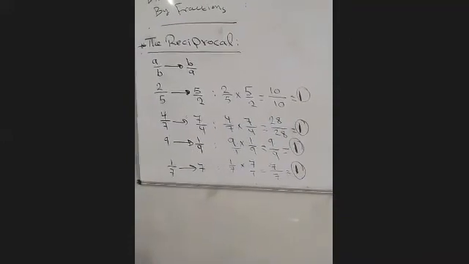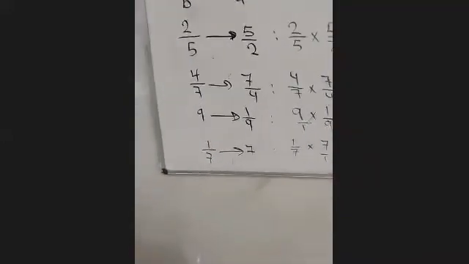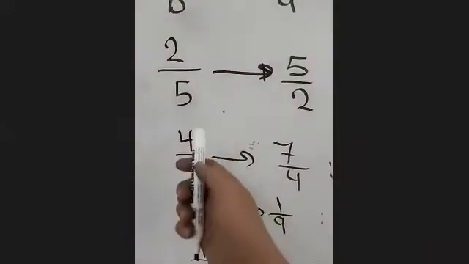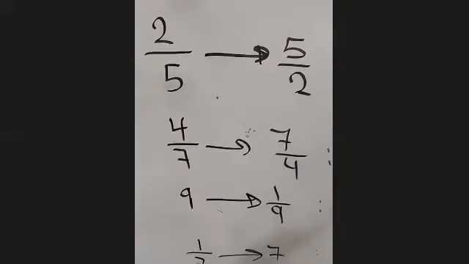Rayan Amjad. Yes, mister. Yalla Rayan. What's your question? Mister, I don't understand very well. You don't understand what? What's the reciprocal of 2 over 5? 5 over 2. Is this difficult?